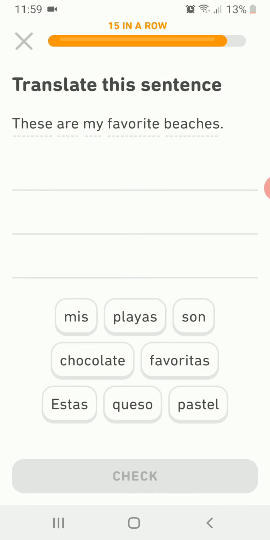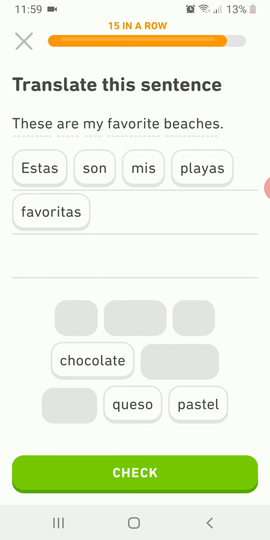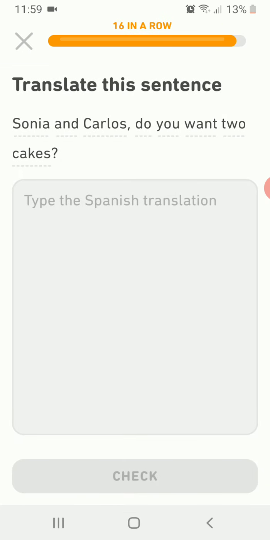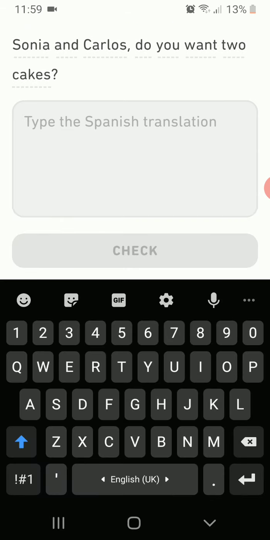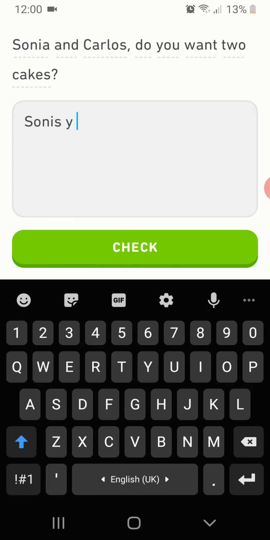Translate this sentence. These are my favorite beaches. So playas, beaches, yeah. La playa, no, estas son mis playas favoritas. And the last one, Sonia and Carlos, do you want 2 cakes? So I have to write this. Sonia y Carlos.